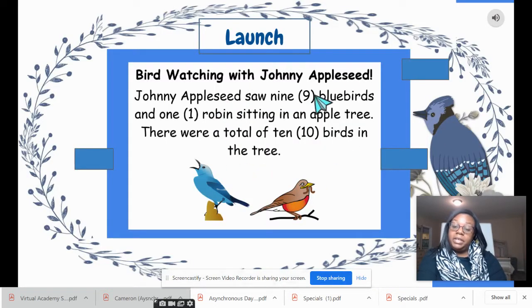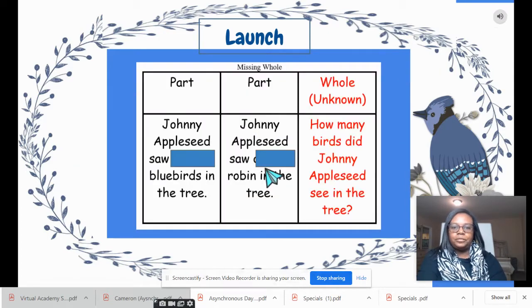So here is a word problem that we're going to launch the lesson with. Bird watching with Johnny Appleseed. Johnny Appleseed saw 9 bluebirds and 1 robin sitting in an apple tree. There were a total of 10 birds in the tree. So we know that in this particular diagram, we have the parts, and the whole unknown. We have the two parts covered up. That means that we are solving for the whole unknown. And we don't know what that is. So we call that the unknown.